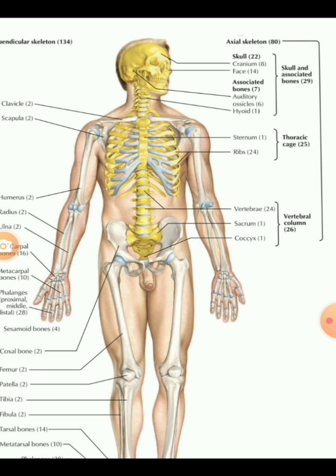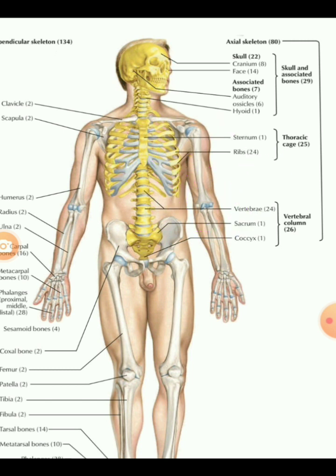Now we are going to move further with the thoracic cage. We have 25 bones in the thoracic cage. Ribs we have 24 ribs, guys, because on the right side we have 12 ribs and on the left side we have 12 ribs, basically 12 pairs of ribs. So the ribs total 24. Then we have one sternum, as you can see, total is 25.